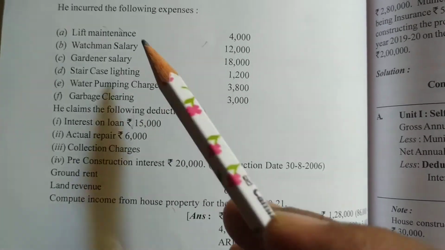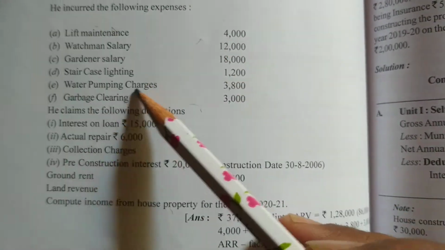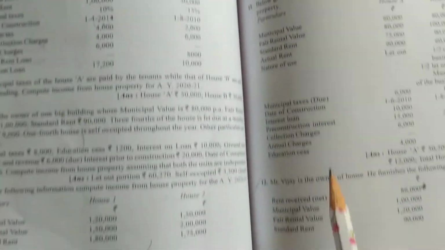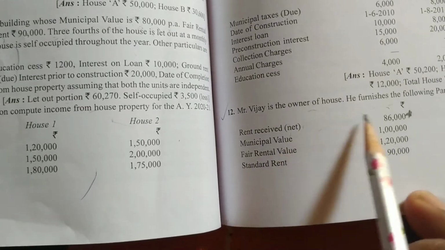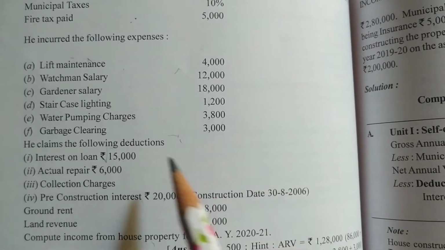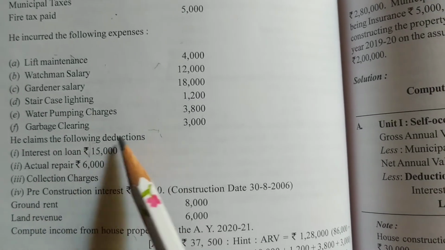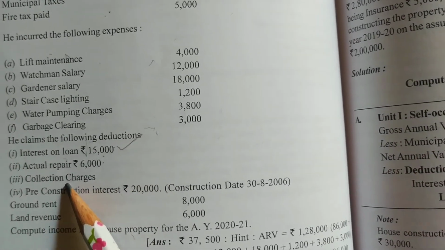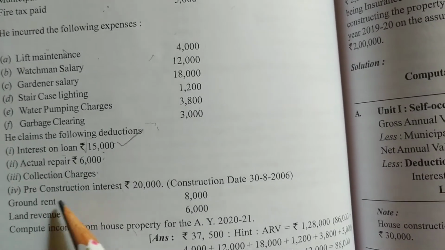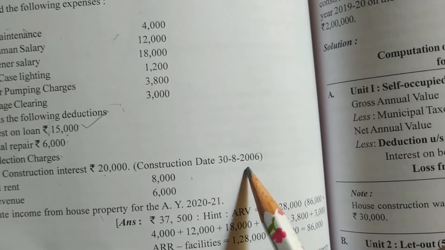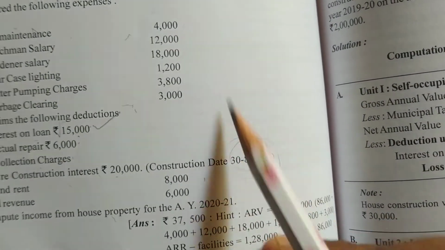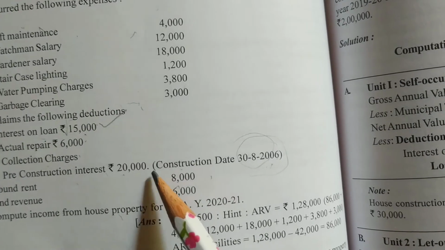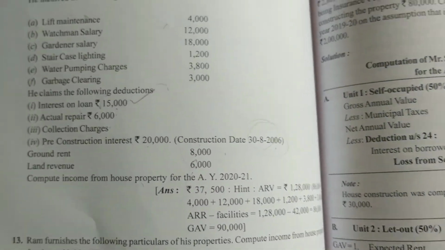Next, he incurred the following expenses: lift maintenance, watchman salary, gardener salary, staircase lighting, water pumping, garbage. All this you have to add first to the rent. This rent is net. We have to find out the gross rent first. Okay, to the 86,000, all these expenses we have to add. Okay, and later on we'll see what we have to do. He claims the following deductions: interest on loan we have to take. Actual repair we do not consider, and collection charges also do not consider. Pre-construction interest 20,000, construction date is 2006, so don't consider. It is before 2015. Ground rent is given, land revenue is given, so this also you ignore. So first we have to find out ARV.